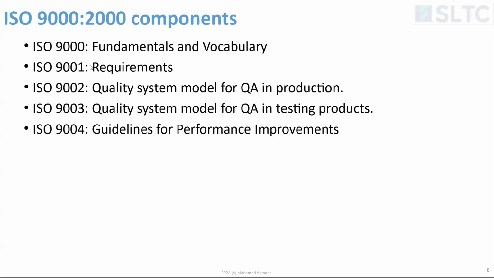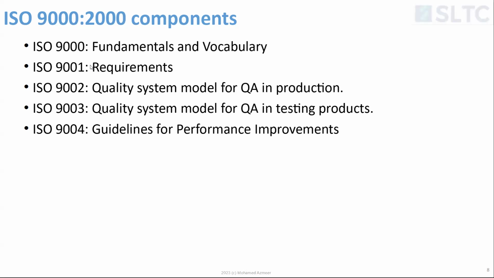Okay. So 9000 is called the fundamentals and vocabulary. What does that mean? Now when it comes to standard, what I say should be compatible with what you say. When I say quality, I mean something, right? So when you say quality, you might be meaning something else. So there can't be different meaning for the word quality. So the ISO 9000 basically defines all the words you're going to use in your quality assurance system.